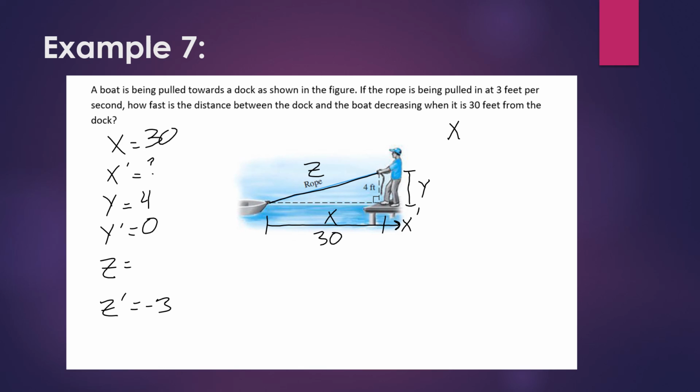We know it's a right triangle, so x squared plus y squared equals z squared. So if I plug in, I'll get 30 squared plus 4 squared equals z squared. So plugging that into my calculator real quick, I'm going to get 916. The square root of 916 is going to be close to 30. It's going to be 30.3 after rounding. So my z is going to be 30.265, but I'm just going to round it to 30.3.